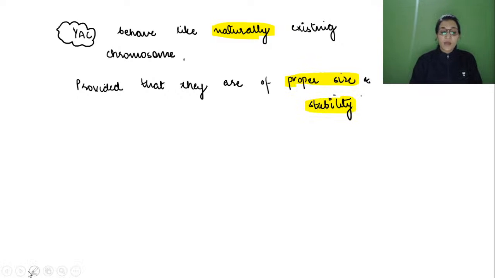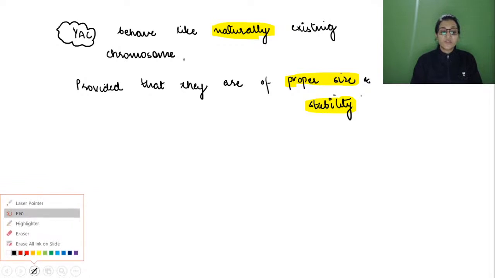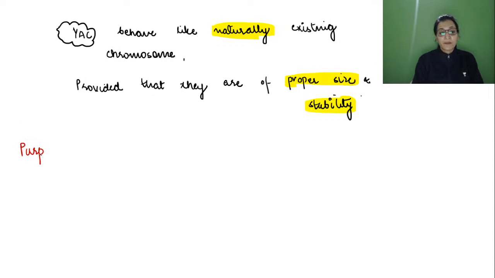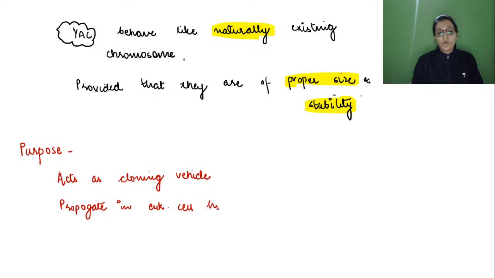Proper size and stability. Now if we are talking about yeast artificial chromosome or anything, we should know the purpose behind making such a thing. So the purpose of yeast artificial chromosome is as a cloning vehicle. It acts as a cloning vehicle that propagates in eukaryotic cell hosts as a eukaryotic chromosome. So both can be eukaryotic, like yeast, budding yeast, that is Saccharomyces cerevisiae. So it can propagate in eukaryotic cell host as eukaryotic chromosome, as easy as this.